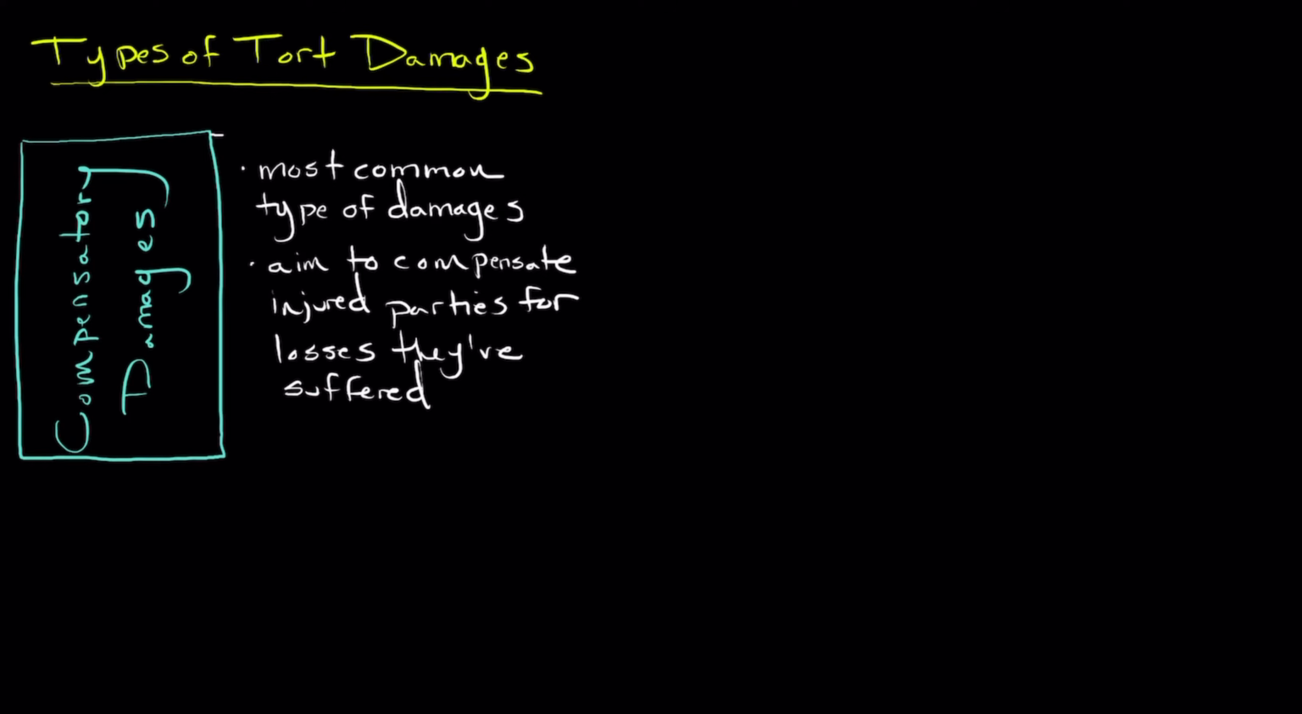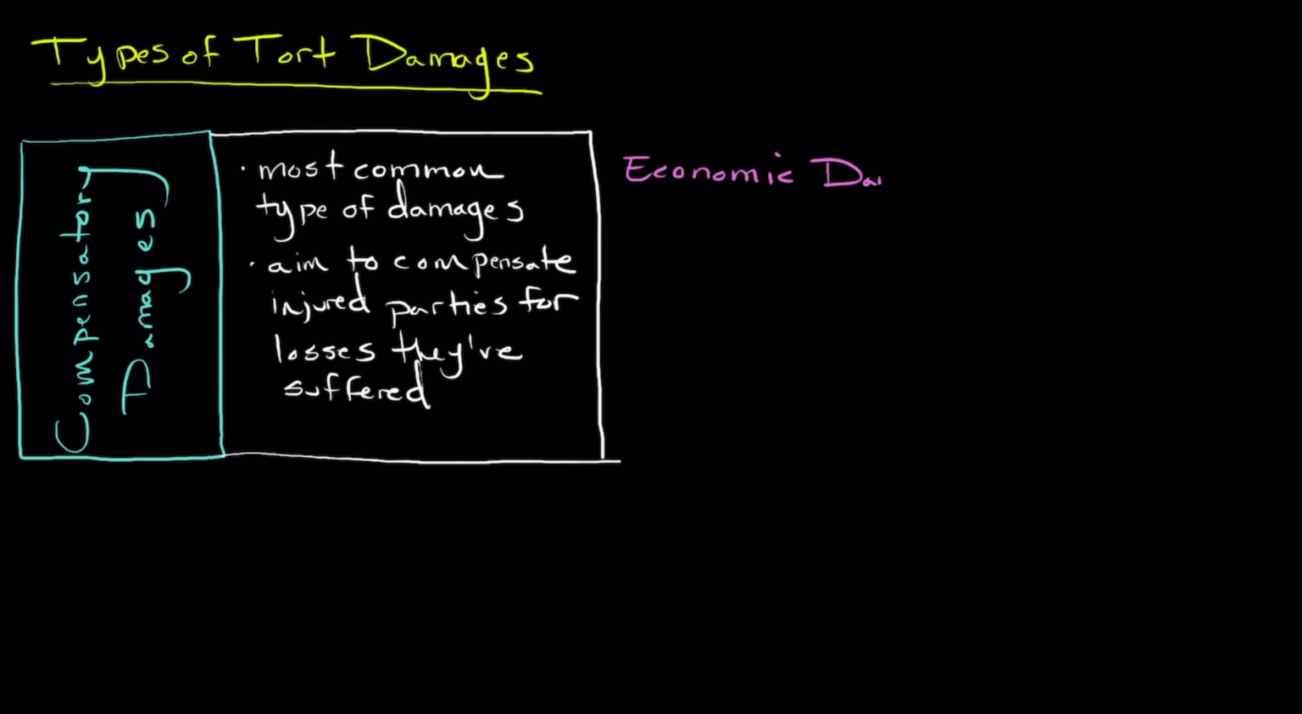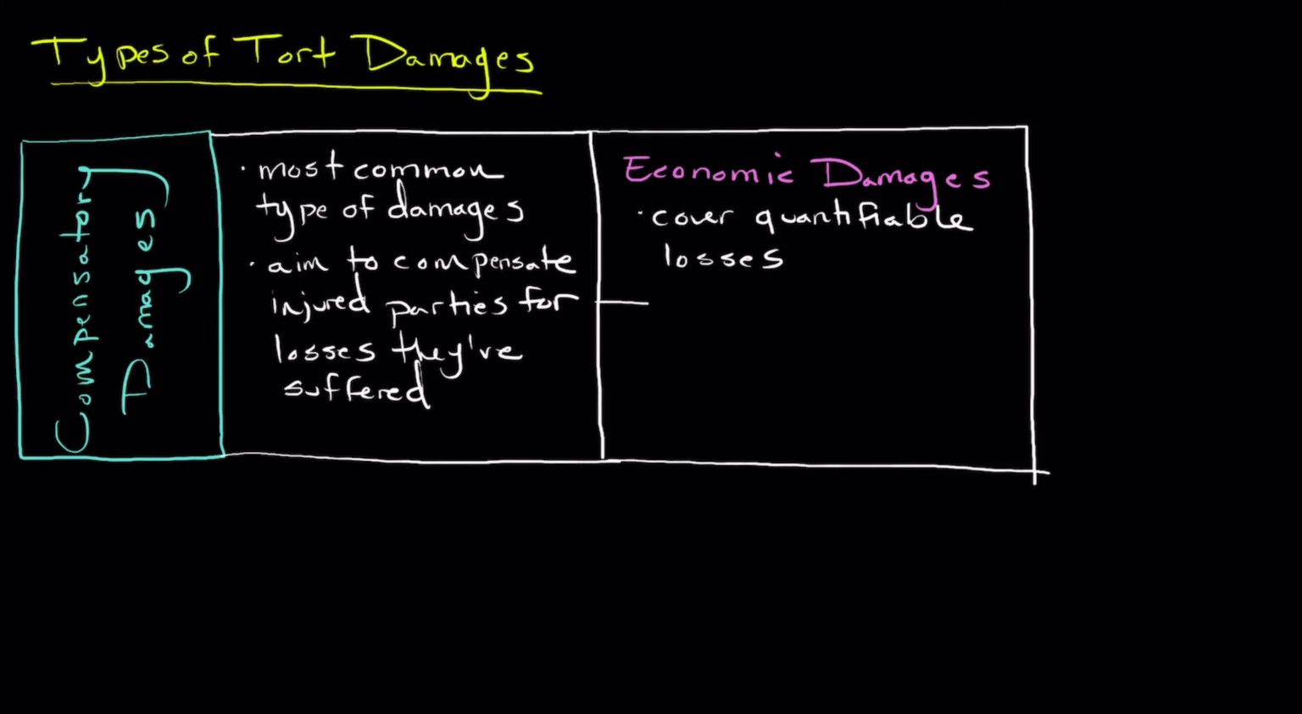Now, there are two subcategories of compensatory damages that you need to be aware of. The first is what's called economic damages. Now, economic damages are intended to cover the quantifiable financial losses incurred by a plaintiff. So these often include things like medical expenses, property damage, lost wages, or even future earnings.